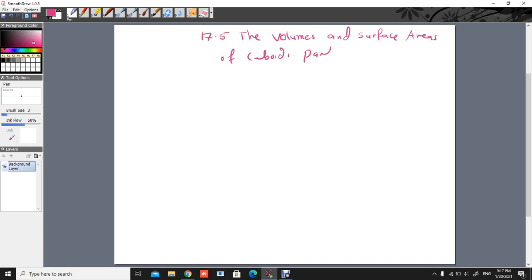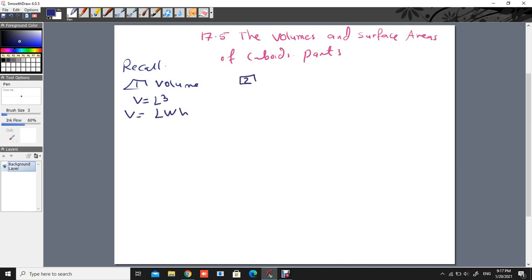Part 3. Recall, we took the first one, the volume. For the cube, L cubed. The volume for the rectangular prism is length times width times height.